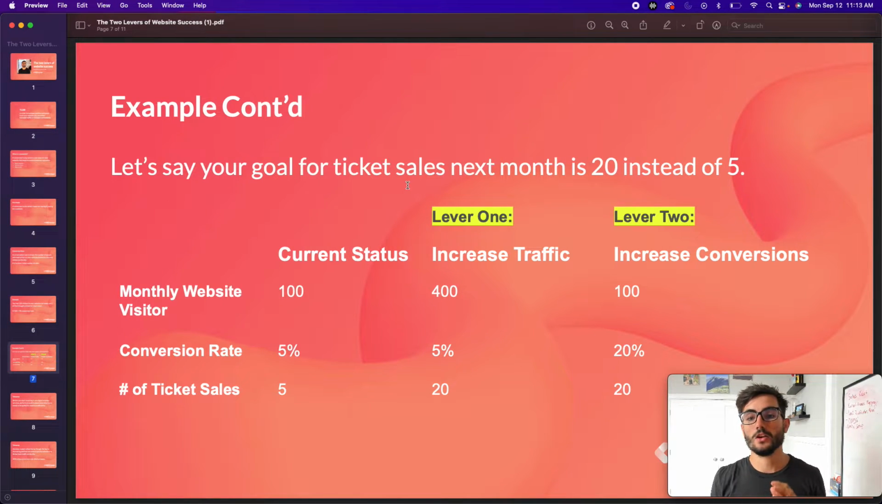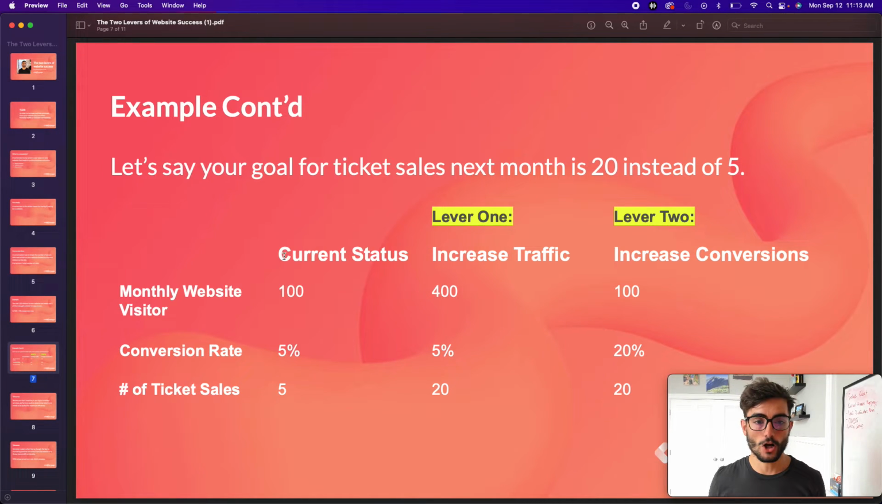But let's say we're thinking about months here for the sake of simplicity. And let's say you set a goal for ticket sales next month to 20 instead of 5. You're looking to dramatically increase your ticket sales. Again, thinking about our two levers, we have two options to do this.